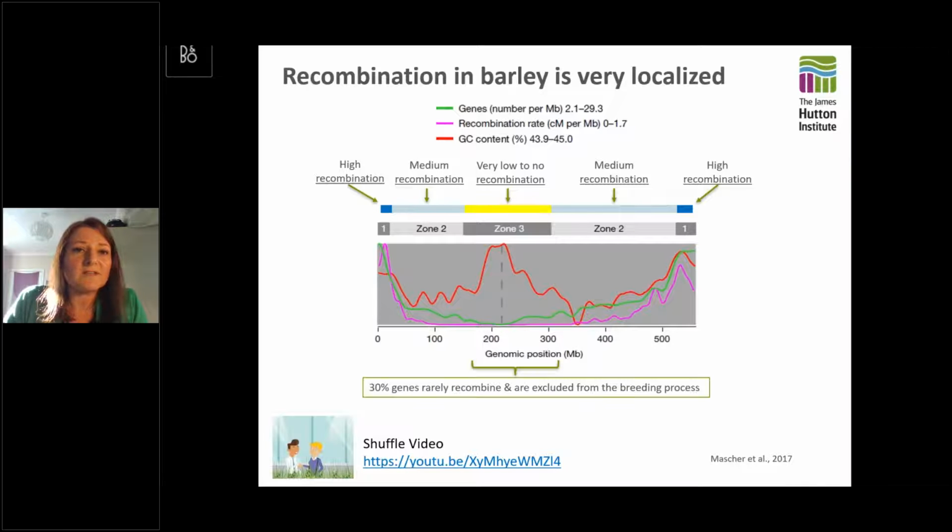The problem is, it doesn't mean that there are no genes in here. It's actually about 20 to 30% of the genes that really rarely recombine and are excluded from the breeding process. And it's very bad for us, especially with all the problems with climate change, because there are quite a lot of interesting genes, such as pest and disease resistance genes. So you really want to accelerate breeding by unlocking recombination in barley. If you want to know more about the project we've been working on so far, I invite you to click on this link that leads you to the YouTube video of the Shuffle project.